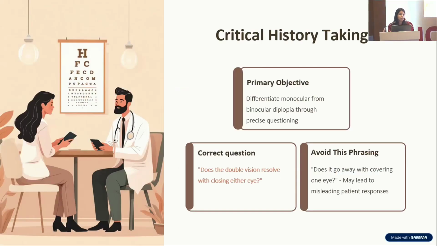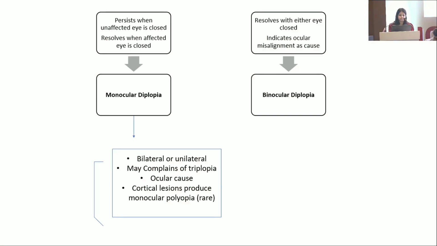The first and foremost step in the workup of diplopia is to differentiate monocular diplopia from binocular diplopia. We will ask the patient, does the double vision resolve on closing either eye? It is important to note that we should not ask the patient whether the double vision goes on closing one eye, because if the patient happens to close the affected eye, then monocular diplopia may be misdiagnosed as binocular diplopia. In monocular diplopia, the most important causes are ocular causes, whereas binocular diplopia indicates ocular misalignment as a major cause.